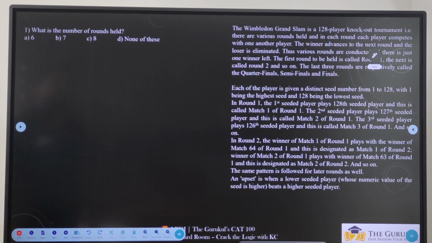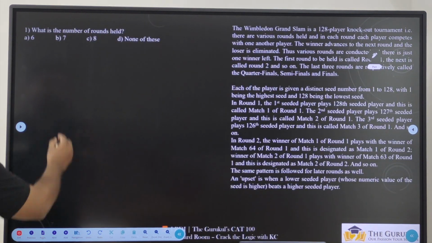Perfect. Next, what is the number of rounds held? The total number of rounds held over here is equal to 7.